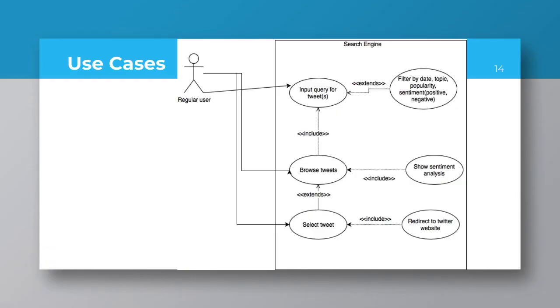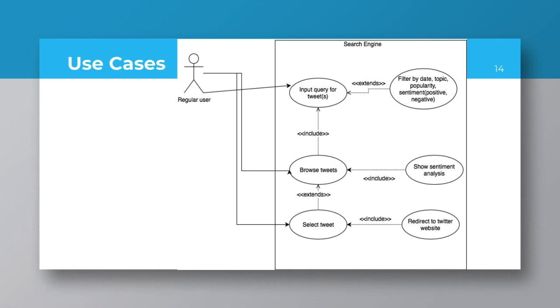For the use cases, we have three main functionalities that a regular user will do. Initially, he can input the query for gathered tweets. This query is in the format of text. So he can optionally filter this query by date, topic, popularity, or sentiment analysis. Afterwards, the user can browse the tweets, and all of these tweets, the top 10 tweets, will have the sentiment analysis. Finally, if the user selects any tweet, he can be redirected to the Twitter website and see the whole tweet at that query moment.